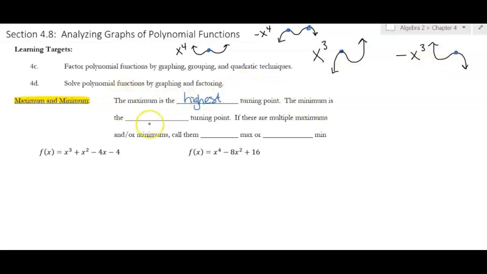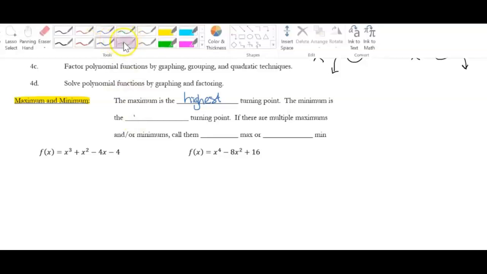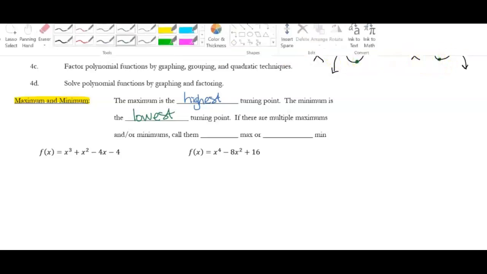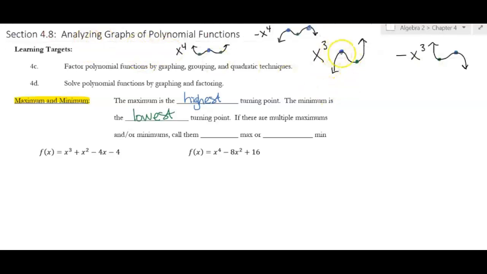And then the minimum is the lowest turning point. Actually, so let's change colors. So we'll do this one in green. And so there's 2 mins on the x to the fourth and 1 for the others, but they're the low turning point. Now sometimes you're going to have multiple max and mins like I did here.